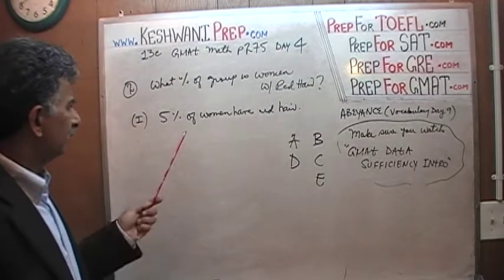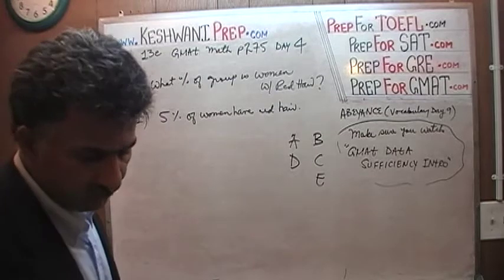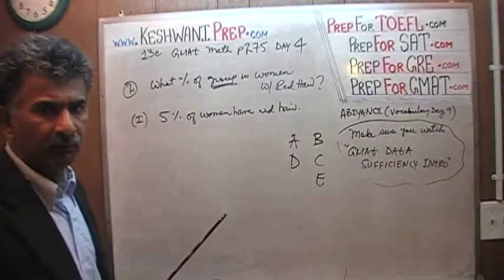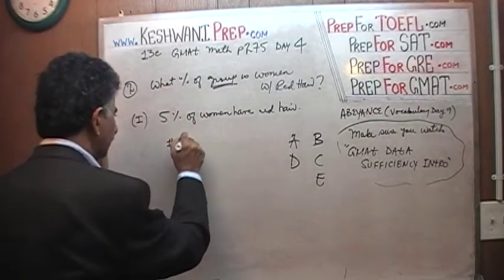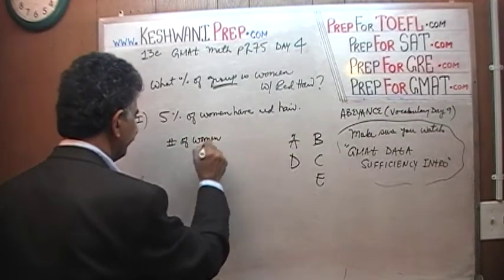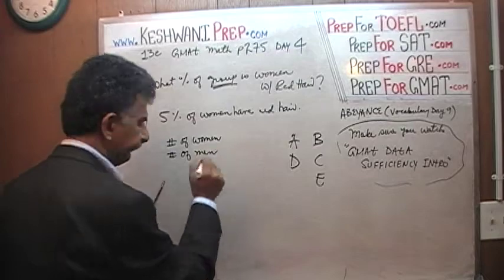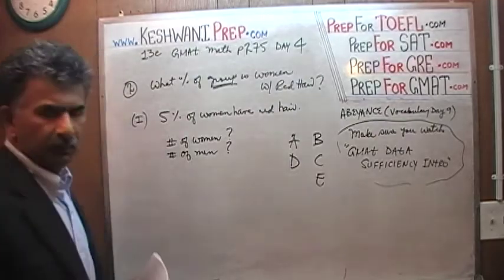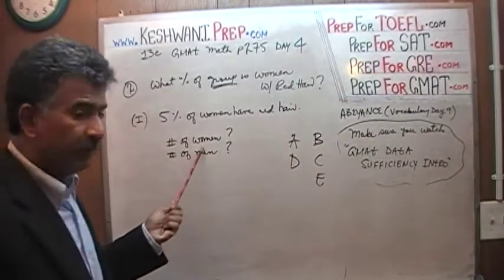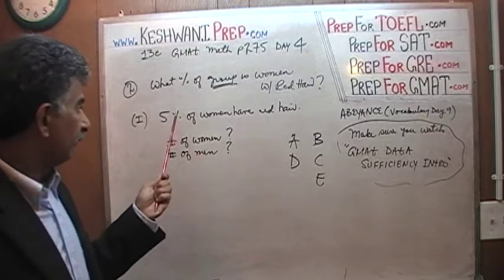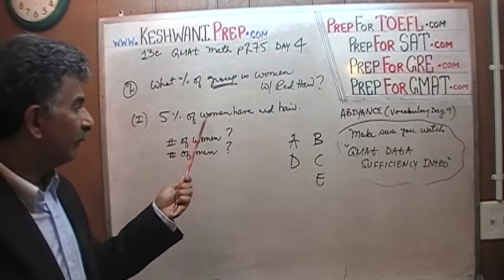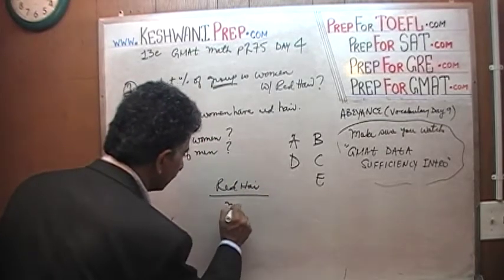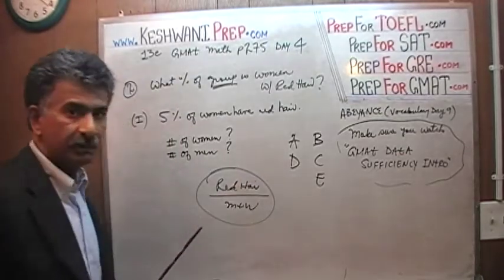5% of women have red hair. What can we do with that information? In order for us to be able to answer the question, what percentage of the group is the women with red hair, we need to know the number of women and we need to know the number of men. We need to know both of these numbers. If we know the total number of women, we can figure out what 5% of that is, and that will tell us the number of women with red hair. Once we have that, we divide it by the total number of men and women, and that will give us the percentage that we're looking for.